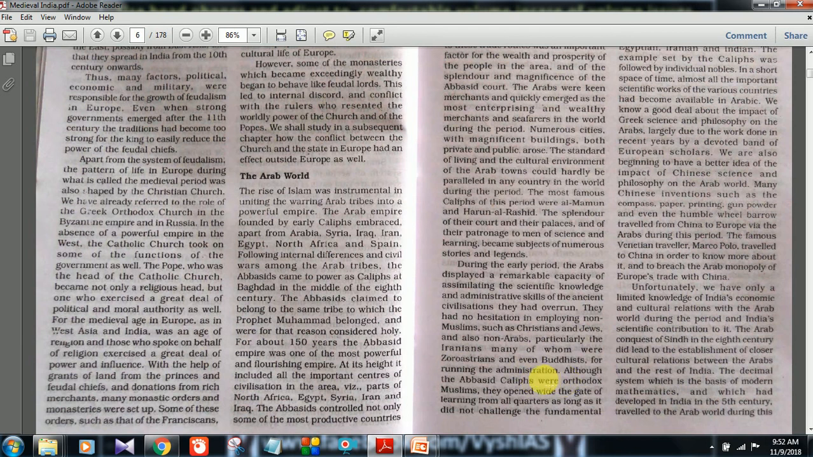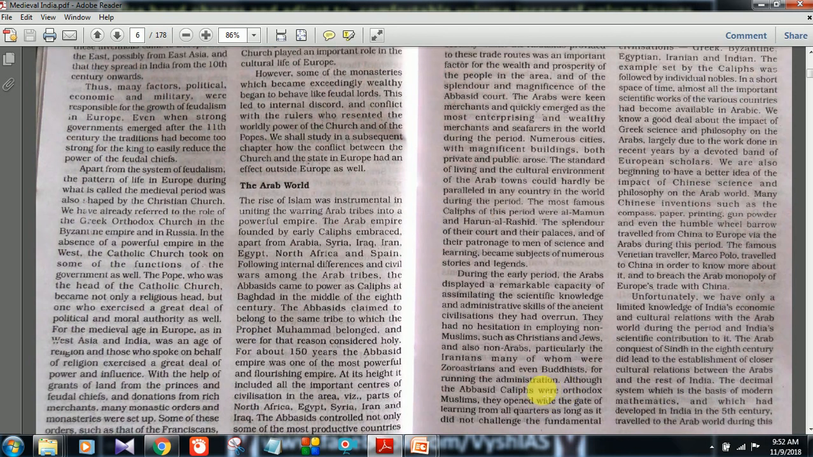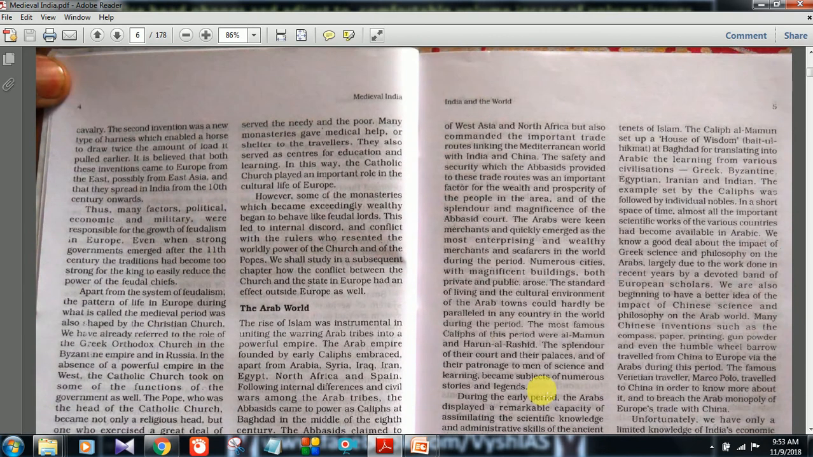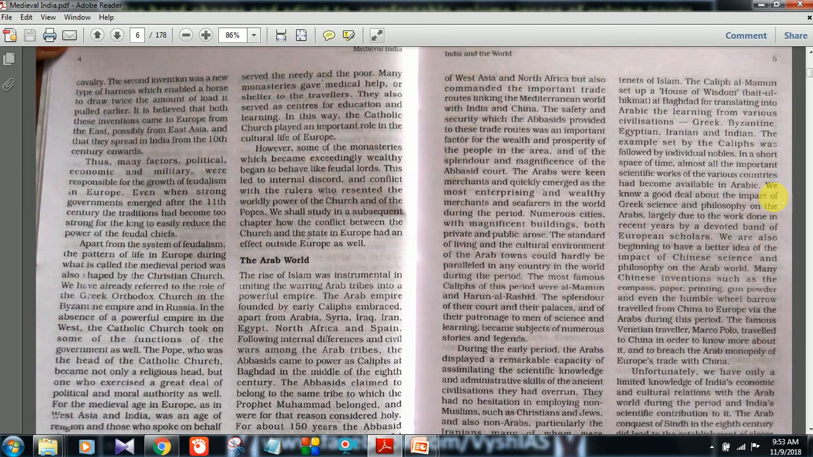Now, although the Abbasid caliphs were Orthodox Muslims, they opened wide the gate of learning from all quarters as long as it did not challenge the fundamental tenets of Islam. So even though they are Orthodox, they did not push away other religions; only the fundamentalism was kept alive. The Caliph Al-Mamun set up the House of Wisdom at Baghdad, which we already saw. I don't think it's important. Again, they are telling a lot of things here. Examples set by caliphs were followed by individual nobles. Not important.